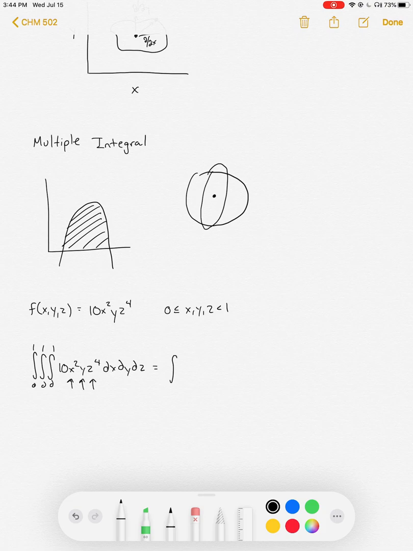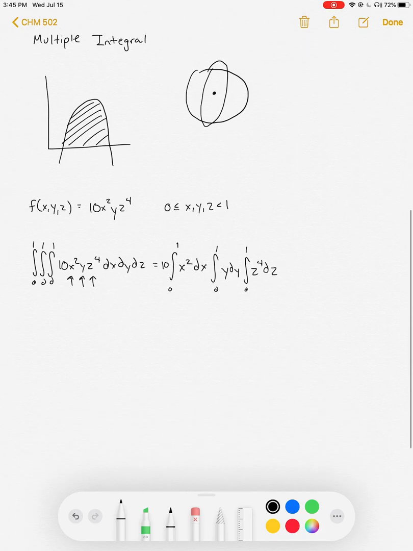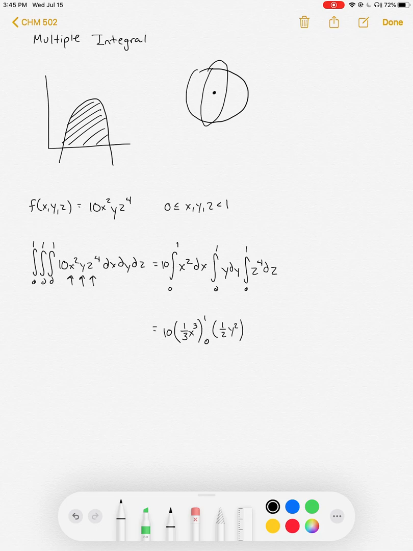So we can split this up into one integral that's just for x. I'll put the 10 outside here. So we have 10 times the integral of x squared dx from 0 to 1, and then y dy from 0 to 1, and then z to the fourth dz from 0 to 1. Then you would just solve this like three separate integrals and multiply the answers together. So this is going to equal 10 times the integral of x squared, which is of course 1/3 x cubed, evaluated from 0 to 1. And then we have 1/2 y squared, evaluated from 0 to 1. And then 1/5 z to the fifth, evaluated from 0 to 1. Plugging the 1 into all these variables is going to make them 1, and then the 0 is going to make them 0.